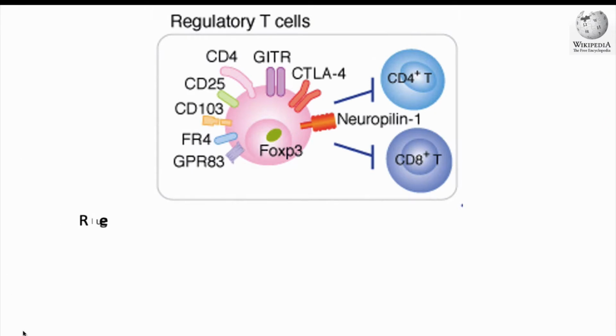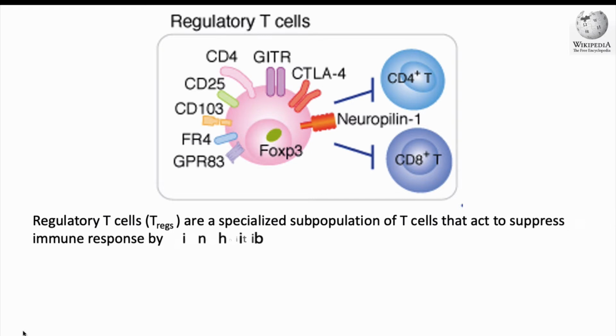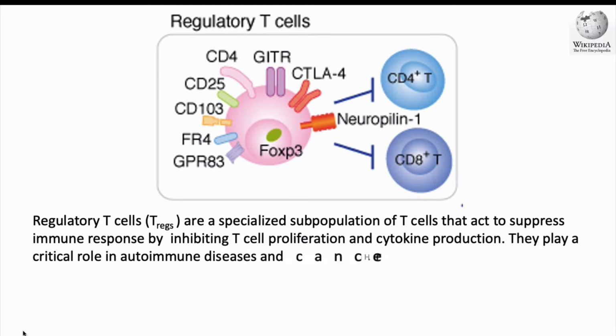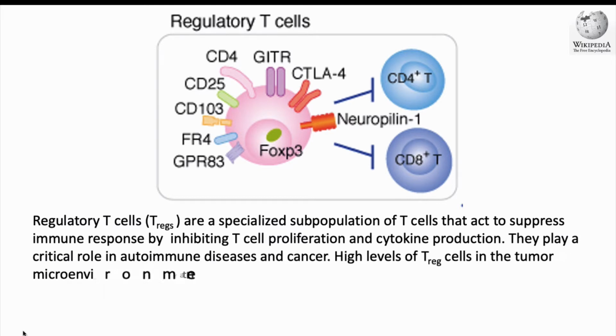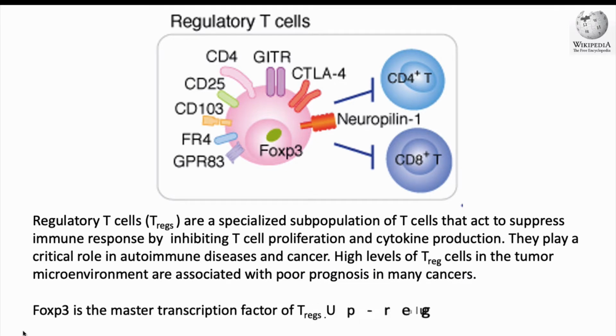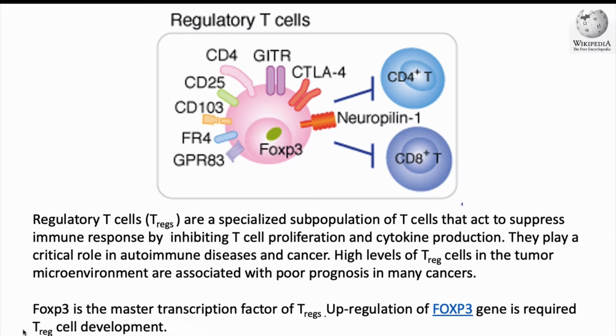Regulatory T cells are a specialized subpopulation of T cells that act to suppress the immune response by inhibiting T cell proliferation and cytokine production. They play a critical role in autoimmune diseases and cancer. High levels of Treg cells in the tumor microenvironment are associated with poor prognosis in many cancers. FOXP3 is a master transcription factor of Tregs. Upregulation of the FOXP3 gene is required for Treg cell development.